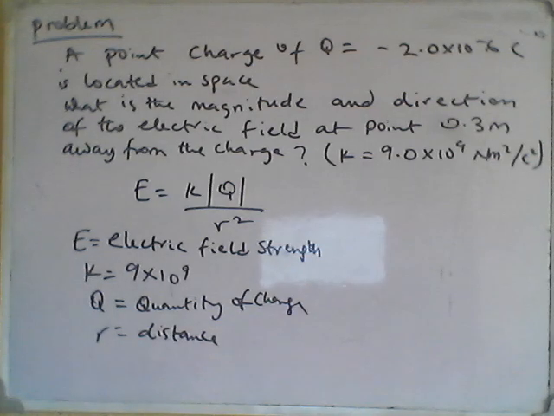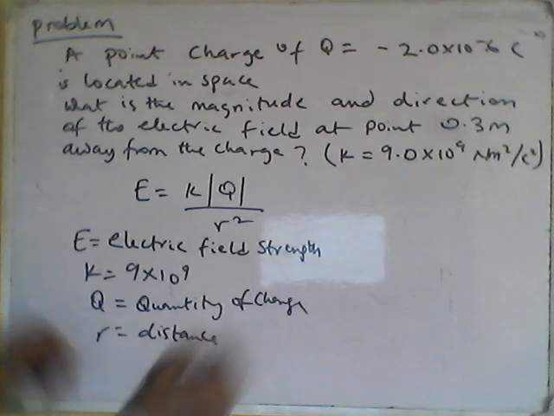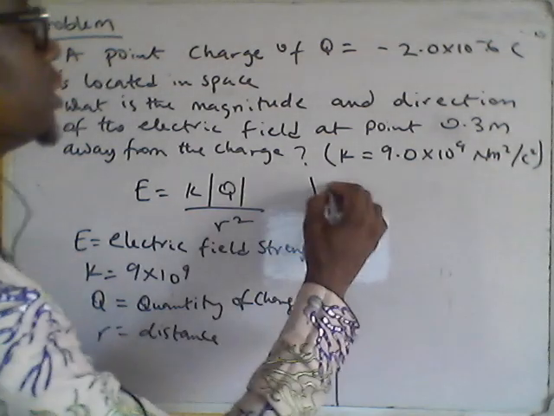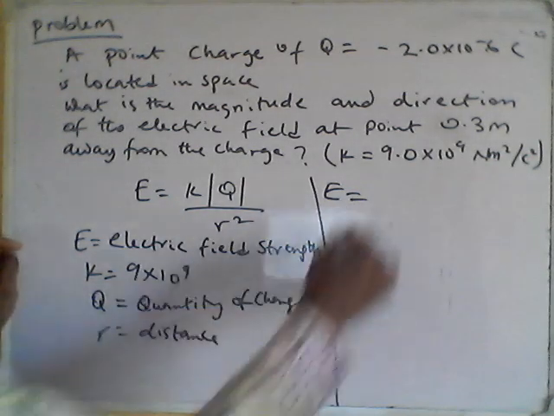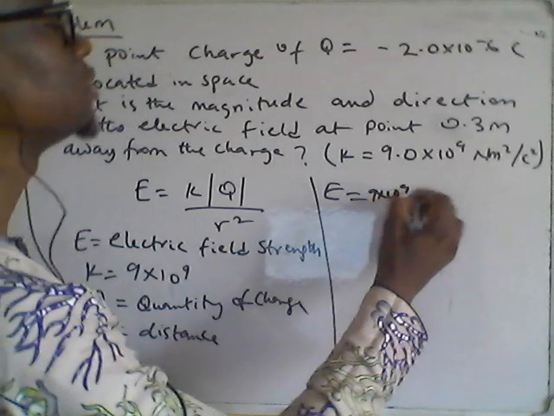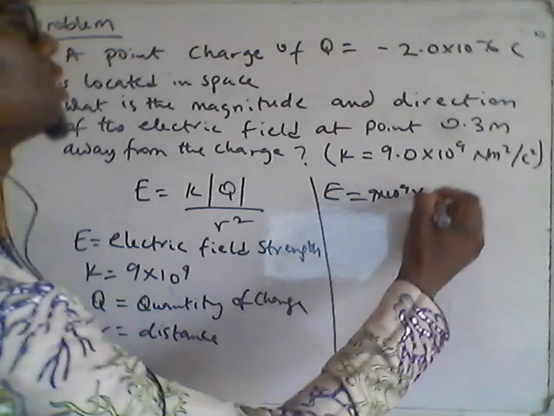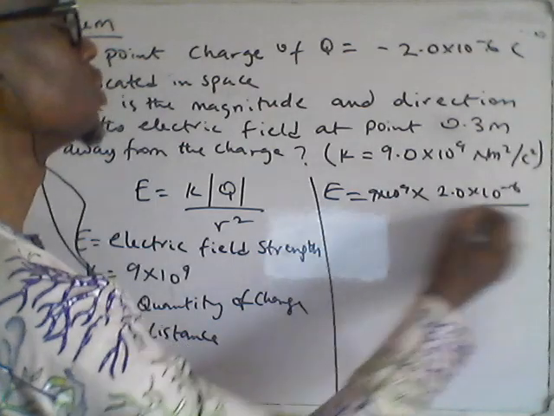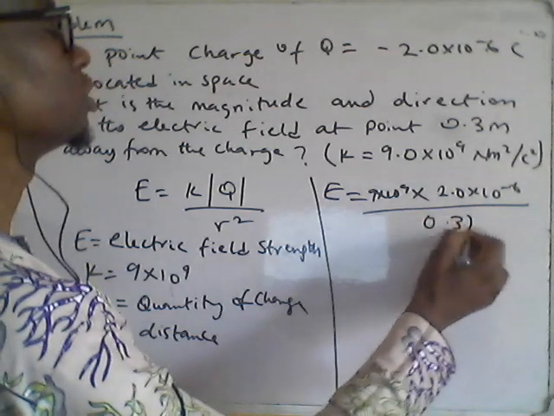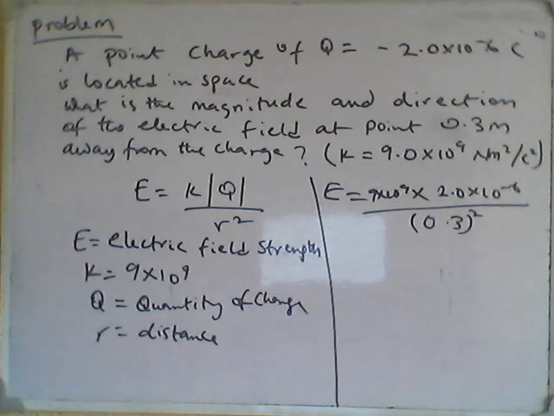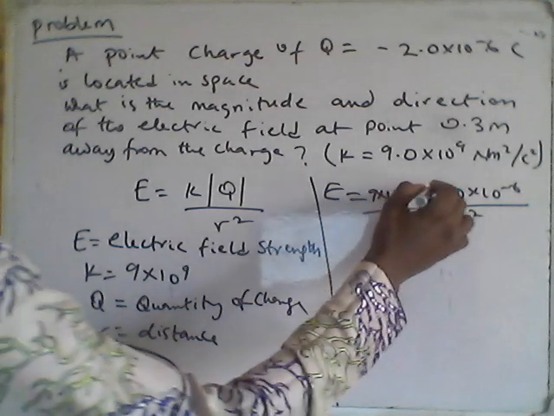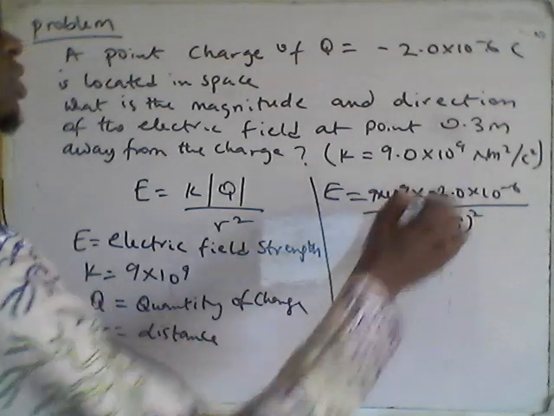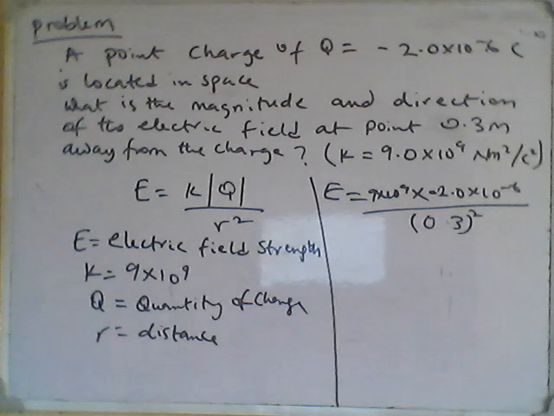Okay, so R is the distance from the charge, in meters. So by the time I plug in everything I have here, E equals, what is K? 9 times 10 to the power 9 times the charge, which is 2.0 times 10 to the power minus 6, all over 0.3 all squared. There's a minus here, but I said that minus is for direction. It doesn't affect the formula or the calculation.